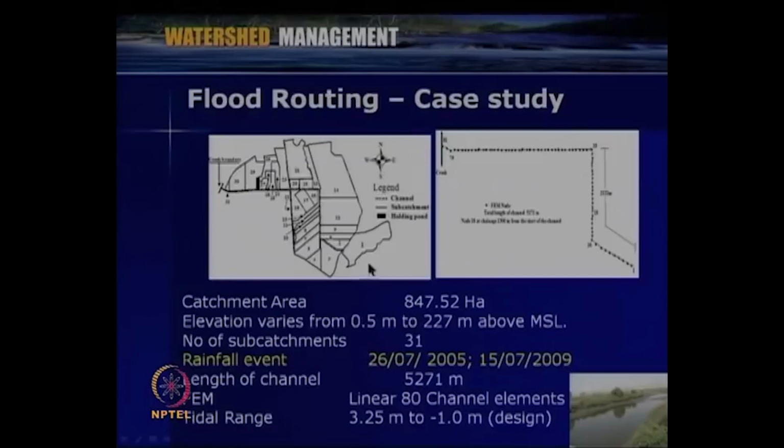Here we consider the Lambert model approach for the overland flow, by considering the continuity equation. We consider about 31 sub catchments to get the overland flow coming to these channels at various locations. The length of the channel is about 5.271 kilometer, and we used a finite element method as we discussed earlier. About 80 channel elements, as shown here, are taken, and the tidal boundary condition is there at this location, which varies from 3.25 meter to -1 meter depending upon the spring tide or neap tide, the daily tidal variation at this outlet of the channel.